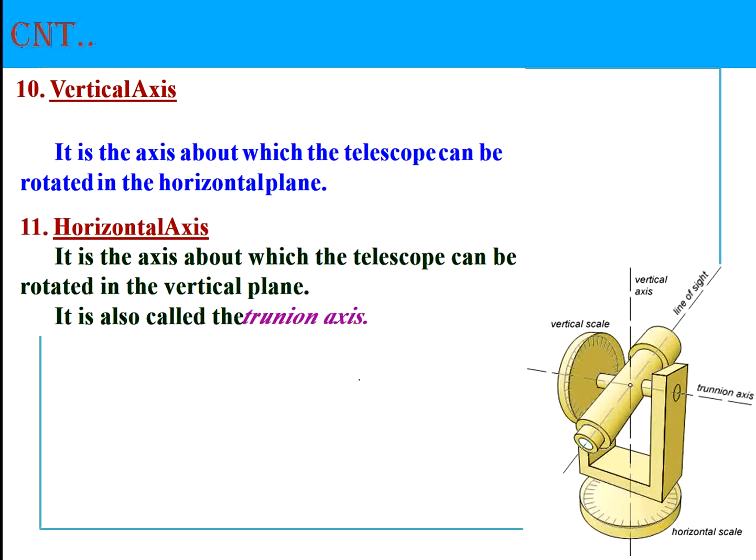Now, what is the vertical axis? It is the axis about which the telescope can be rotated in the horizontal plane. And what will be the horizontal axis or trunnion axis? It is the axis about which the telescope can be rotated in the vertical plane. So that is known as the trunnion axis or horizontal axis.